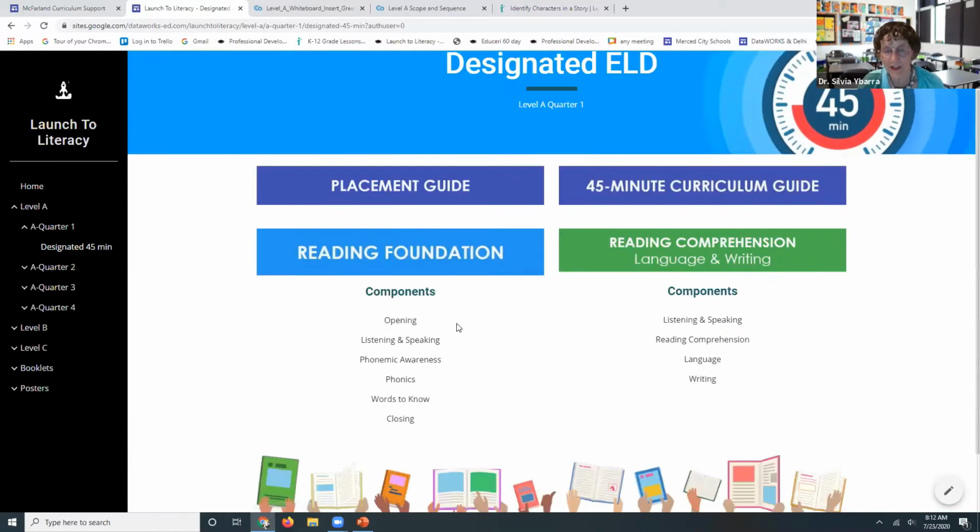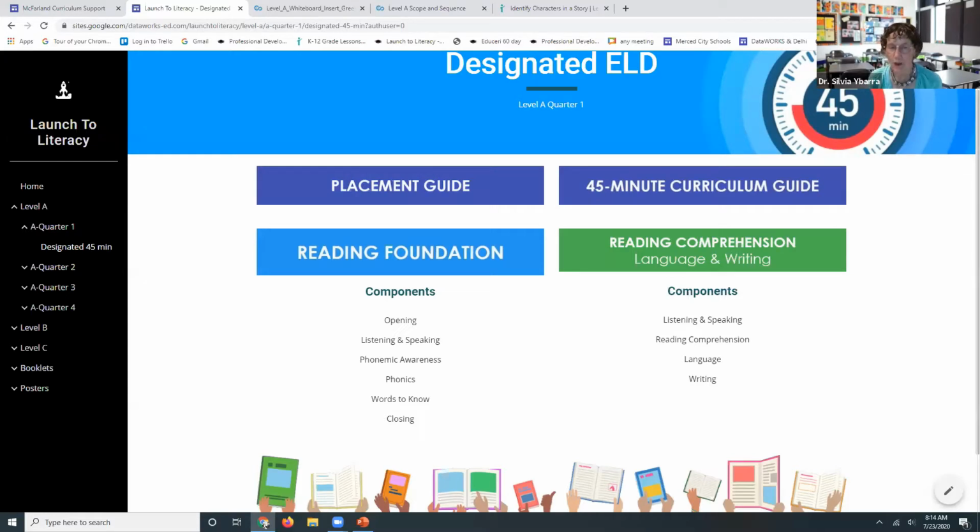So if you are teaching the students the basic component of reading, you will do the blue section that will do listening and speaking, phonemic awareness, phonics, high frequency words. If you are doing reading comprehension, that's when you do your language and your writing, listening and speaking, reading comprehension. Language means that you're going to be teaching the students nouns and verbs, and then you're going to be doing quite a bit of writing. So depending on what your assignment is, you will select reading comprehension or reading foundation.